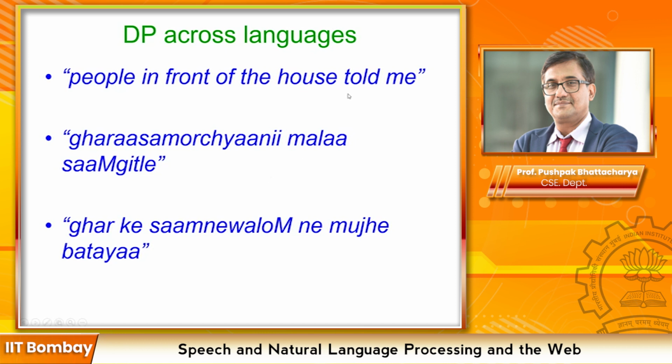So we have this interesting case. Now, in English, you have 1, 2, 3, 4, 5, 6, 7, 8 words. In Hindi, 1, 2, 3, 4, 5, 6 words. But walon, if it is written separately. So if there is a native speaker of Hindi in the class, can you tell me samne walon is written together or separately?